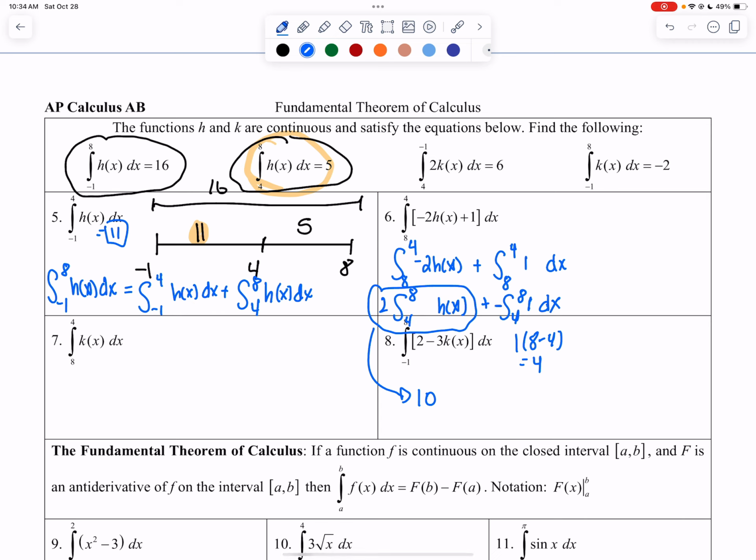And don't forget about the negative here that I forgot, because this is 4 to 8, and this is 8 to 4. So then I get 10 minus 4, which is 6.